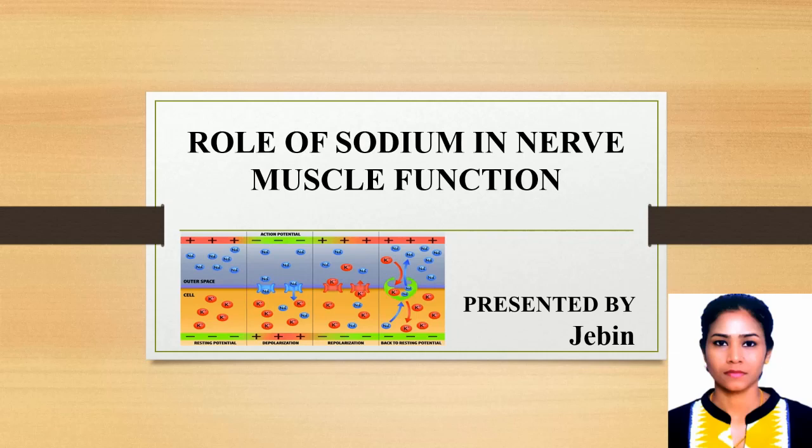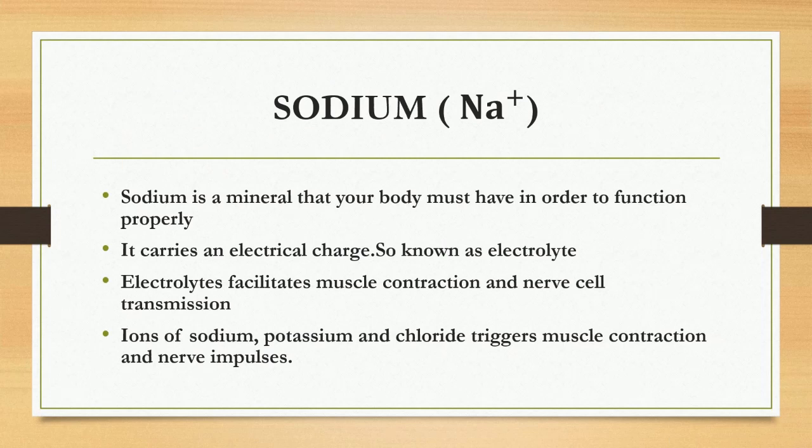Today I'm going to discuss the role of sodium in nerve and muscle function. Let's move on to the topic. As you all know, sodium is a mineral that your body must have in order to function properly. It carries an electrical charge, so it's known as an electrolyte. Electrolytes facilitate muscle contraction and nerve cell transmission. Ions of sodium, potassium and chloride trigger muscle contraction and nerve impulses.